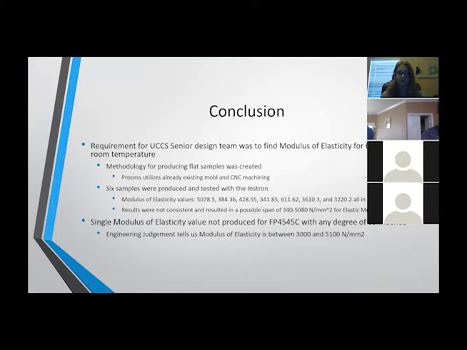Results varied from 340 to 5,080 newtons per millimeter squared. We can conclude using engineering judgment that the modulus of elasticity we're looking for is between 3,000 and 5,100 newtons per millimeter squared. We weren't able to find an exact value for the modulus of elasticity, partly due to COVID, but we do have a methodology that we can pass on to next year so they can find the value.